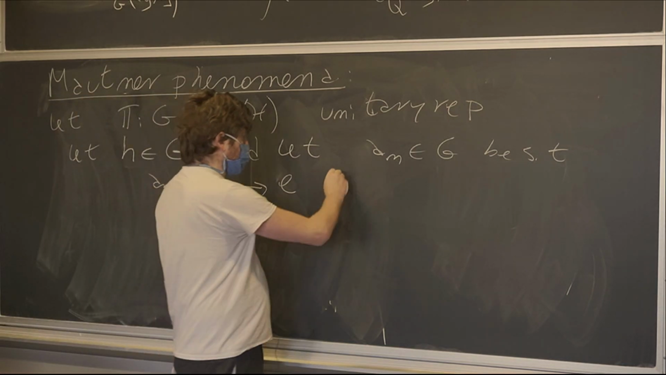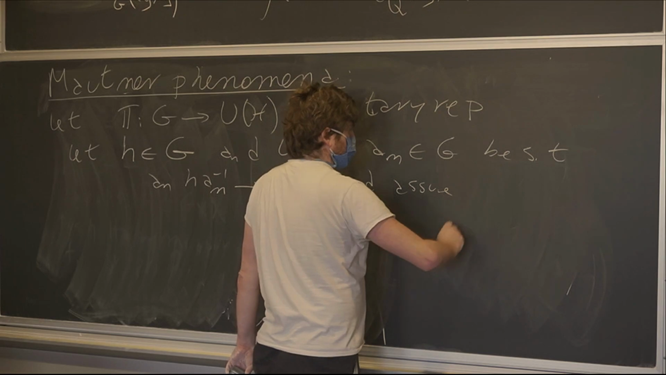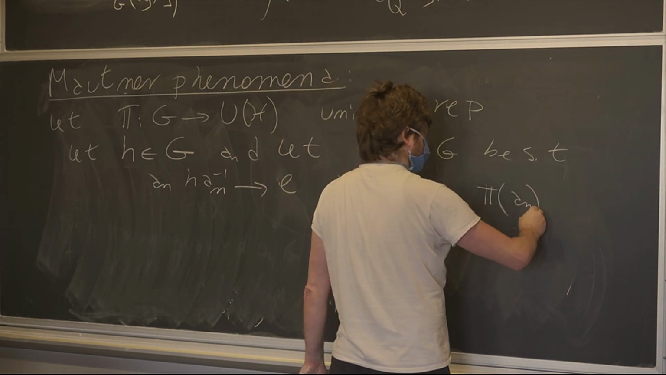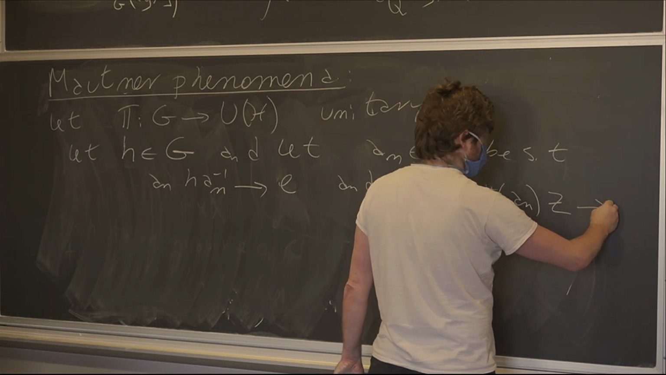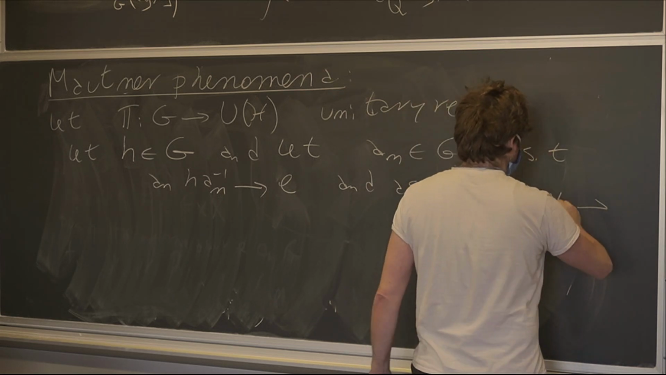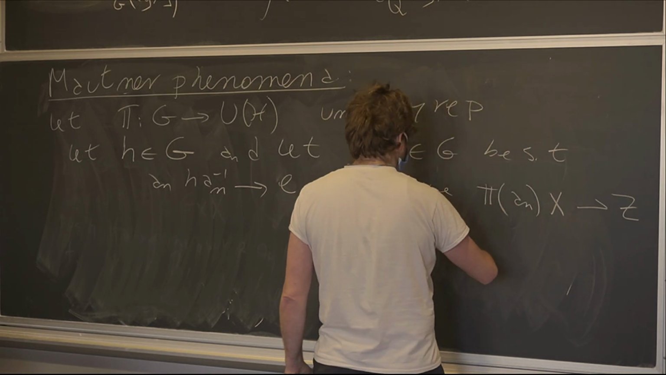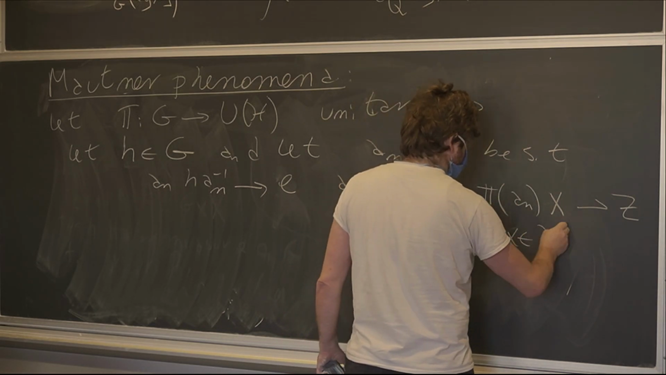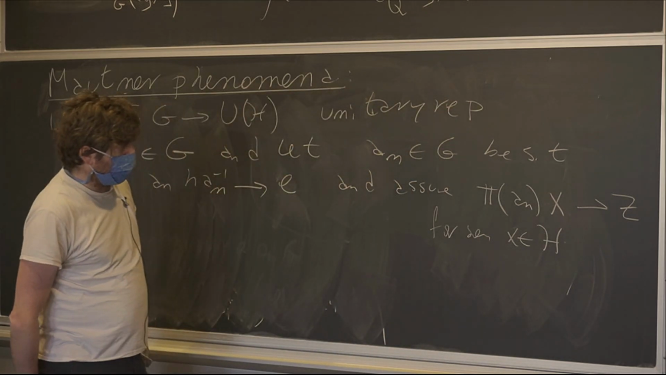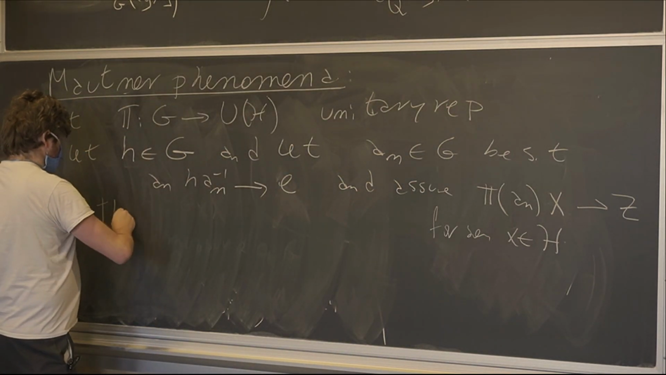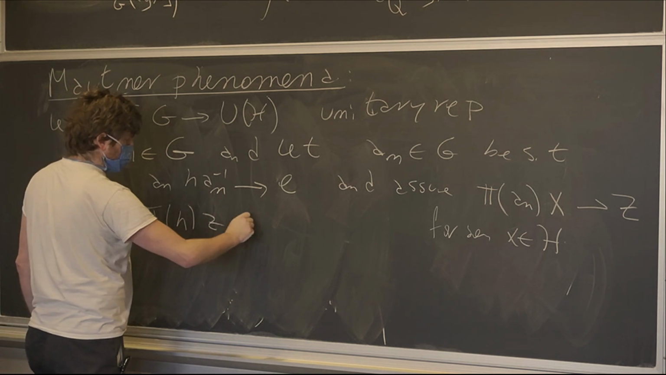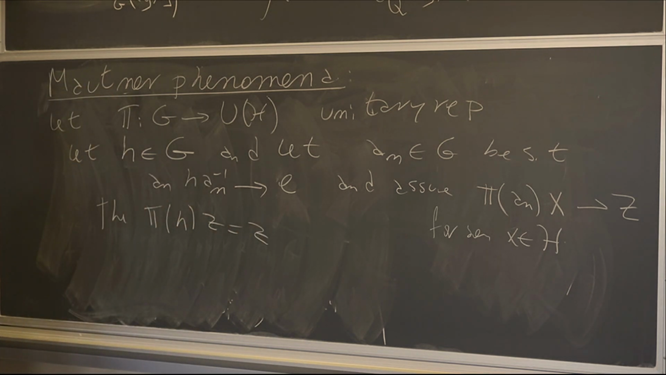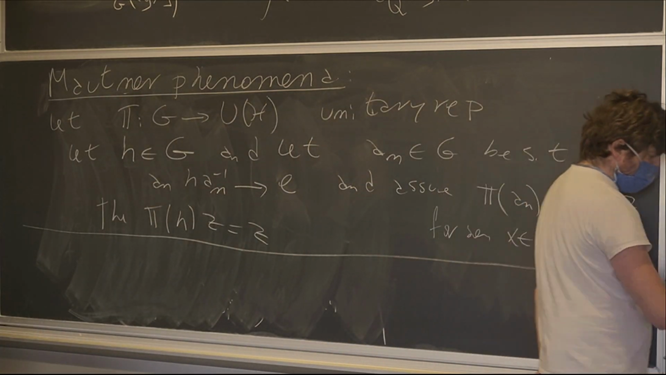And assume pi AN of C goes weakly, of X goes weakly to C for some X in H. Then pi H of C. So the limiting guy is an invariant vector for H. Not for the sequence AN, but for the H. Okay, so that's how you can read this in a sense.